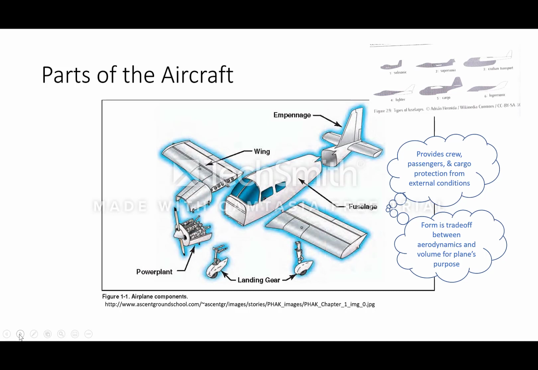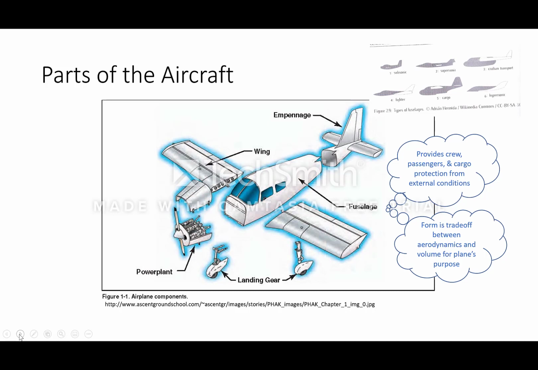So number 1 is a subsonic plane. It goes slower than the speed of sound, and you can kind of see the shape of its fuselage. It's not very big, so it probably only holds a couple of people. And then we have a supersonic jet, which goes faster than the speed of sound. And you can see that the nose is pointier and the fuselage is more narrow, because it's got to be more aerodynamic to cut through the air at such high speeds.